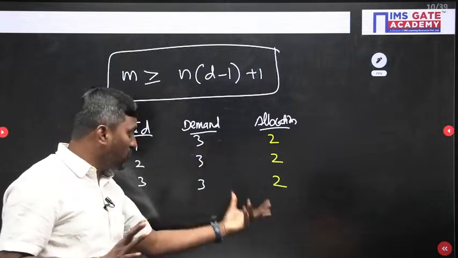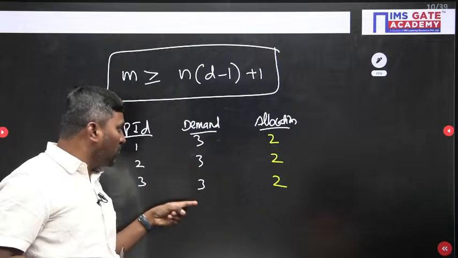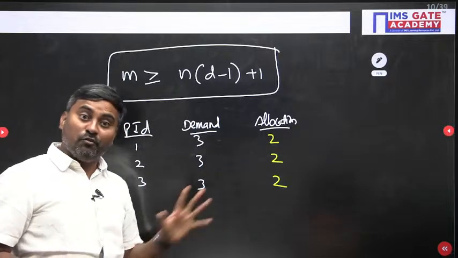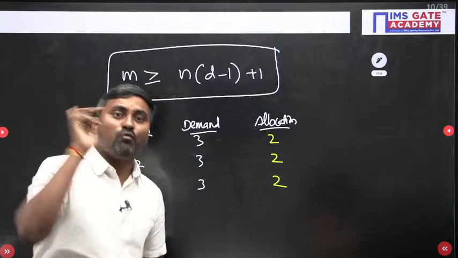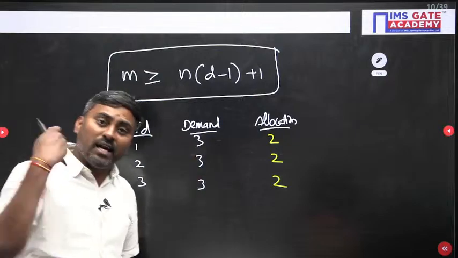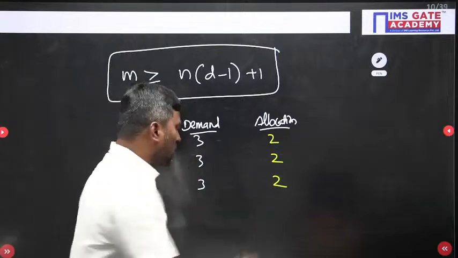This is the state, you understand. They demanded 3, I gave 2 copies. I gave the maximum resources, less than 1. Still, can all the processes enter the deadlock state or not? Yes. So now the total is 6.